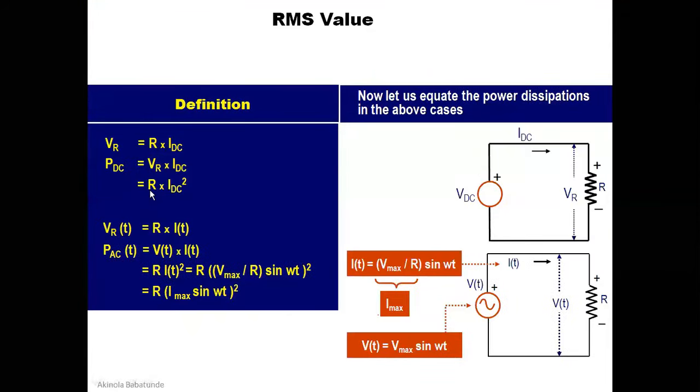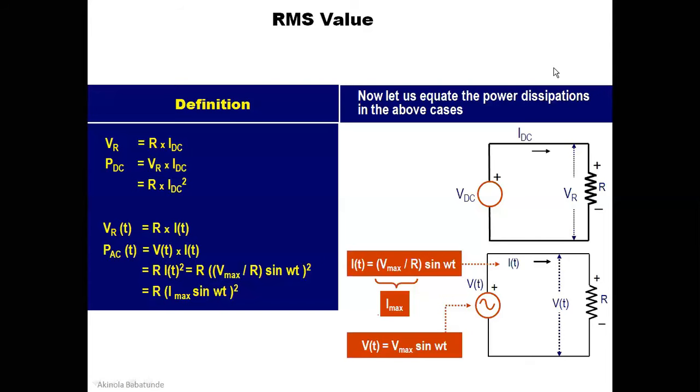So we've talked about this power. The DC power would be equal to R I_DC squared, and then AC power would be equal to R I_max sine ωt squared, and all of this. So we're just putting all of this together to crystallize what we just talked about.